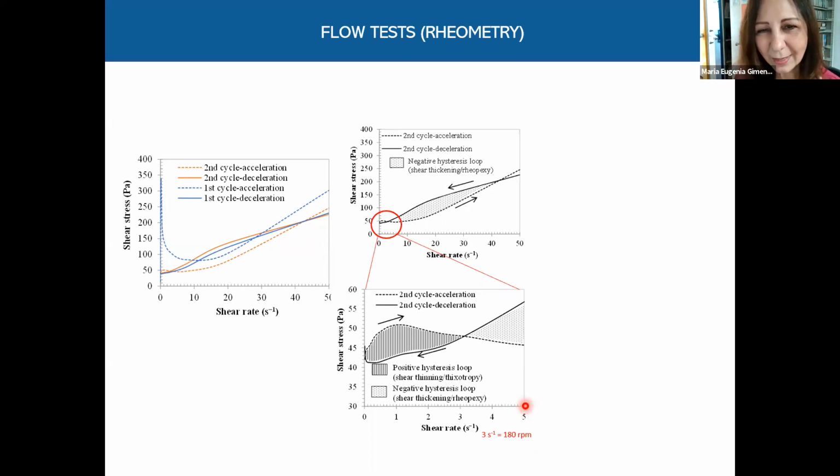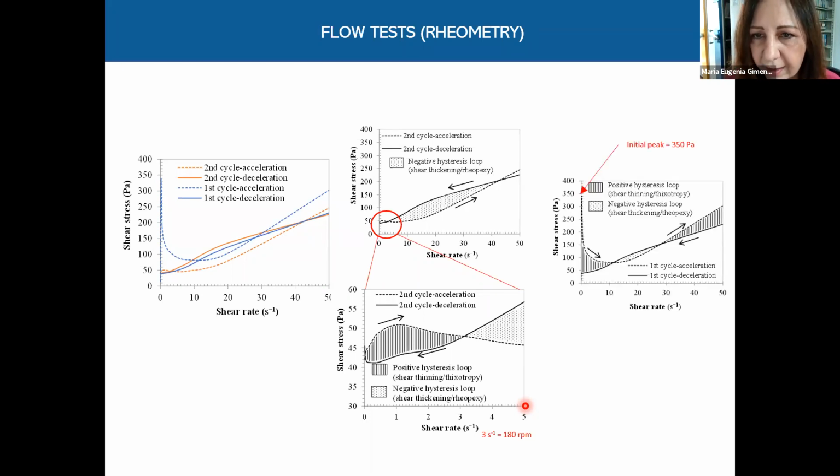There is just one problem with stepwise flow tests. They cannot separate perfectly the phenomenon of the influence of shear rate and of time. Rheopexy and thixotropy are related to time, and shear thickening and shear thinning are related to shear rate. And here it's difficult to separate. So we decided to use the first cycle to really understand better what was happening.